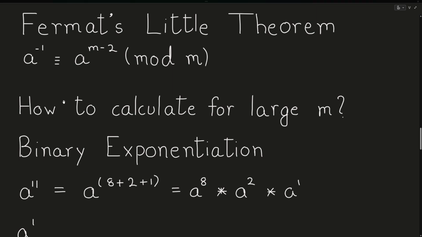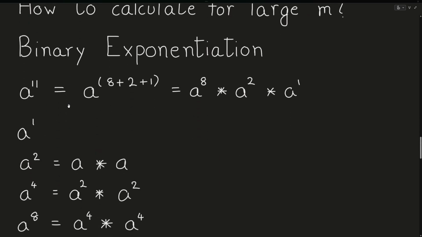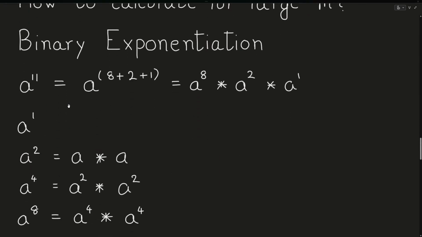Now, there's a small problem with this. In most problems, m would be a large integer, such as 10^9 + 7. And if we try to do this linearly, we'll get a TLE. So there's a technique to do this much faster. It's called binary exponentiation. In this, we take the exponent and we break it down into its binary representation, or its powers of 2.